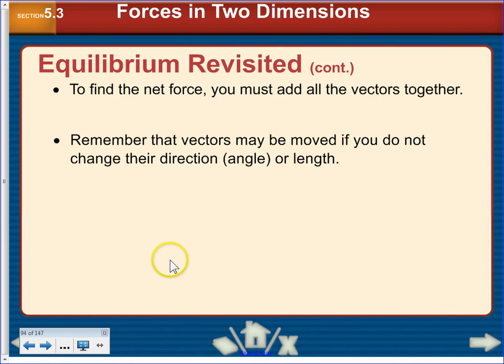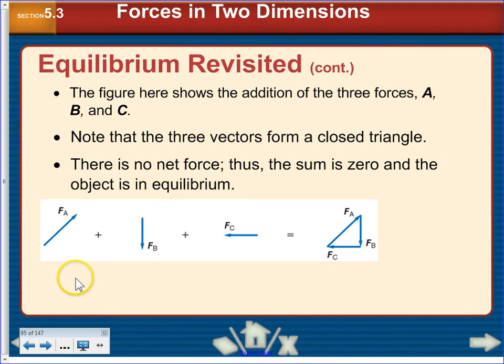To find the net force, we're going to add all the vectors together. Remember, the vectors can be moved as long as you don't change their direction or their angle, and we can add them up. So let's say we have these 3 vectors acting on it. We have force A off to the right and up, force B directly down, and force C directly to the left, and we want to see if these 3 will add up to cause the object not to be moving at all.